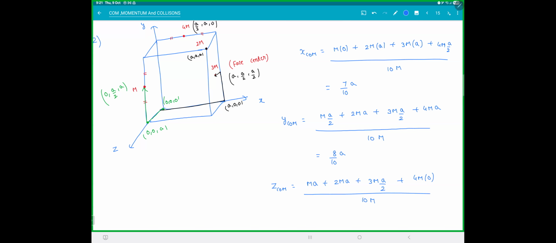This will be 3 plus 3 by 2, 3 plus 2, 6, 6 plus 3, 9, 9 by 20. Check your answers. Clear? Nothing there, just need to get the coordinates, put it there. There's nothing to think in this. Any doubts on this? Next thing.